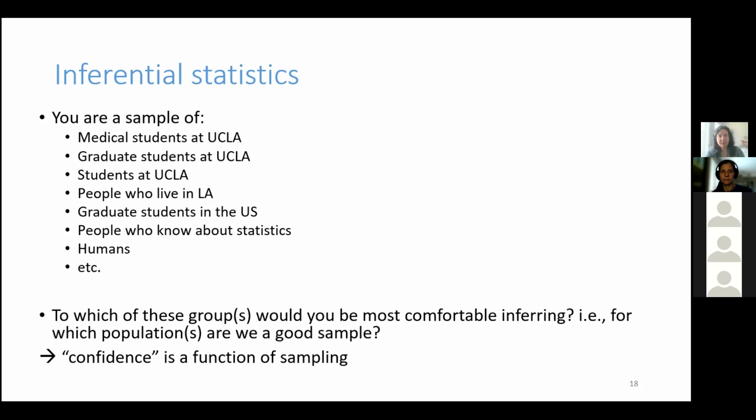My confidence in my inferential statistics is a function of that assumption. I may not feel great about you all as a sample of people who live in LA, for a variety of reasons, but I might feel okay with you as a sample of medical students at UCLA or people interested in global health at UCLA. So think through the population that's truly of interest to you, and how well the sample you have access to represents that population.